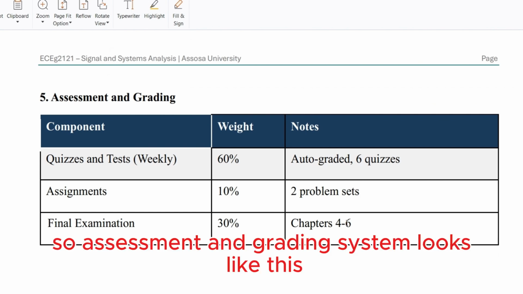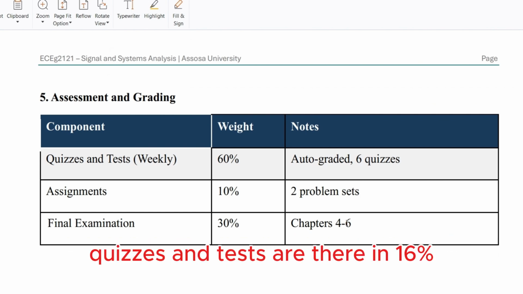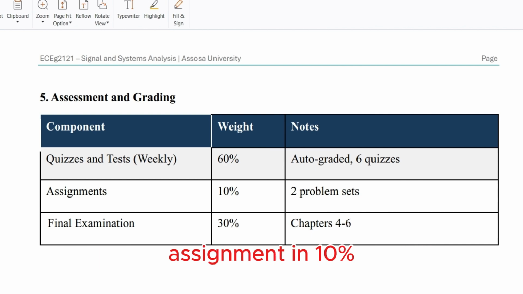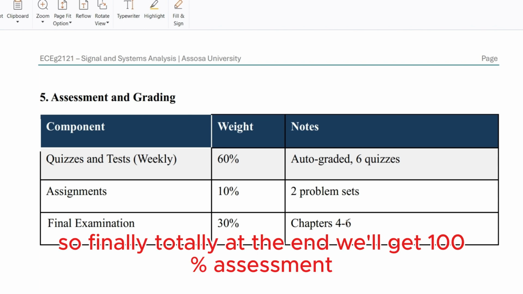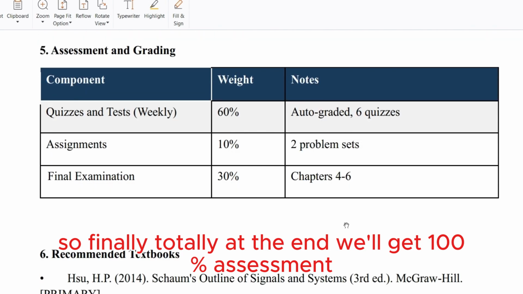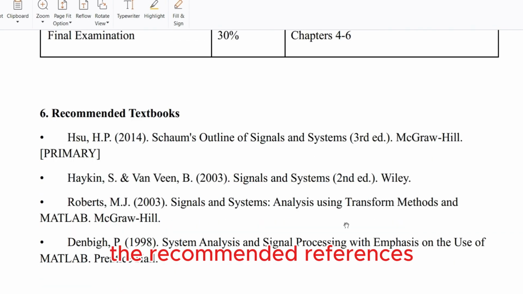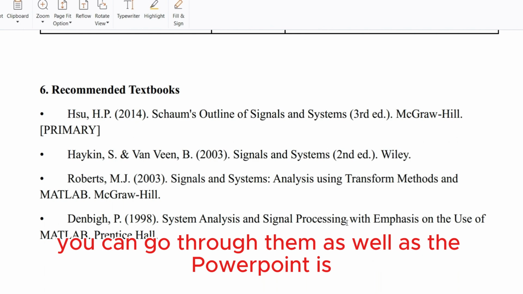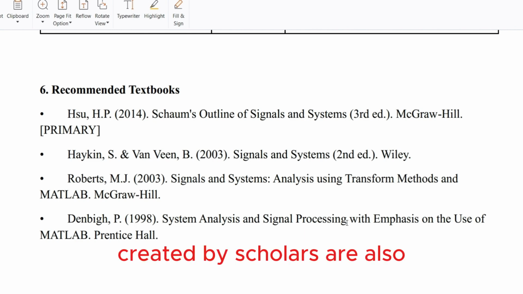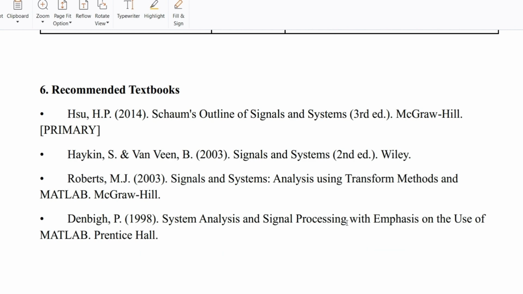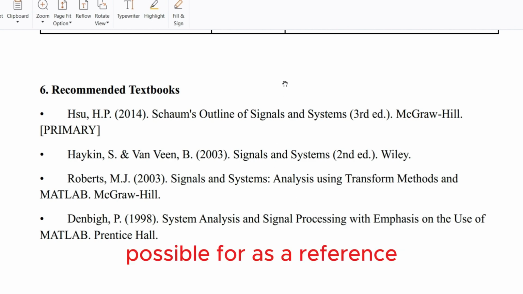The assessment and grading system looks like this. Quizzes and tests are 16%, assignment 10%, and the final examination will be conducted at 13%. So finally, in total, we get 100% assessment. These are the recommended references. You can go through them, as well as the PowerPoints and the notes created by scholars, which are also possible to use as a reference.